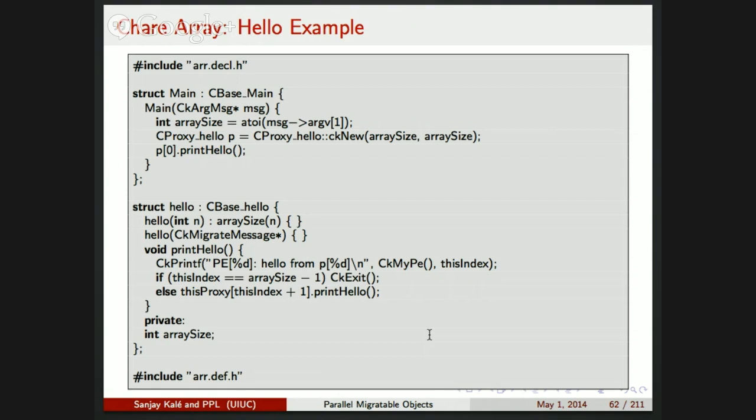And then here we have a method invocation on a char array. So again, we have a proxy p to this char array, and then we index it. So we want to get the 0th element of this array and actually send the print hello message to that specific char.